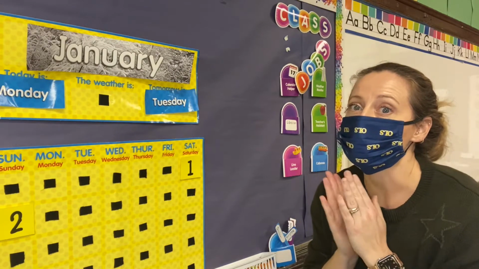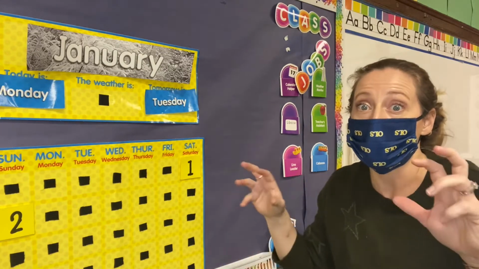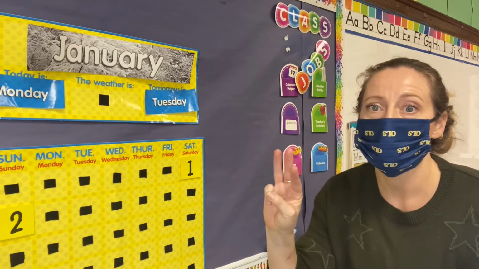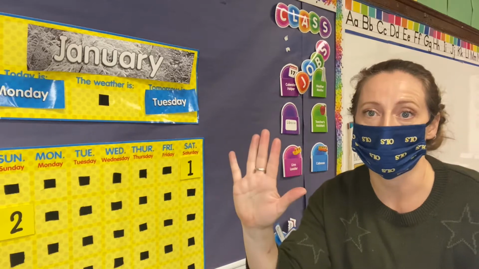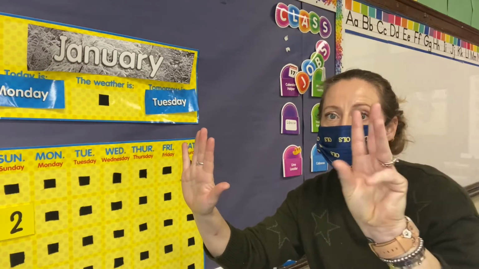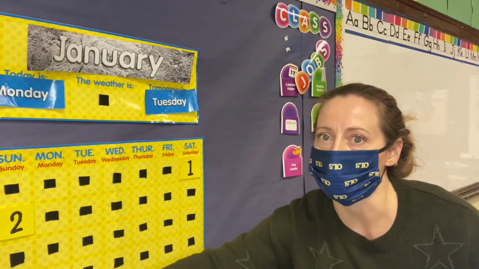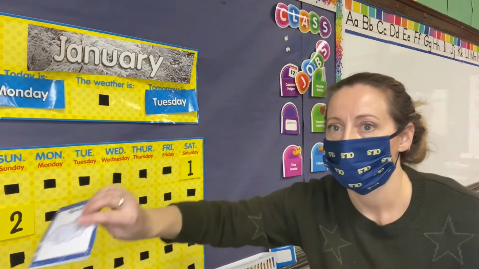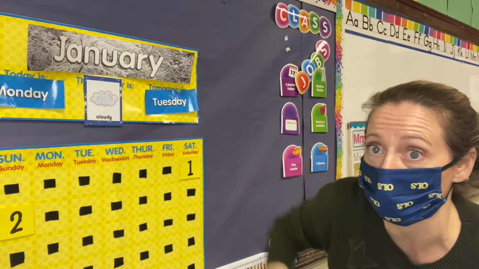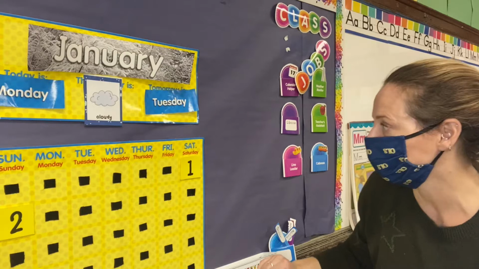Now, what is the weather today? I'm gonna count to 10, and I want all of you to go look out your window and tell me what the weather is. 1, 2, 3, 4, 5, 6, 7, 8, 9, 10. It's hard to hold up 10 fingers all at the same time. And what do you think the weather is today? I'm gonna choose cloudy. It's supposed to snow later today. I don't know if it will snow here, but there are definitely clouds in the sky.